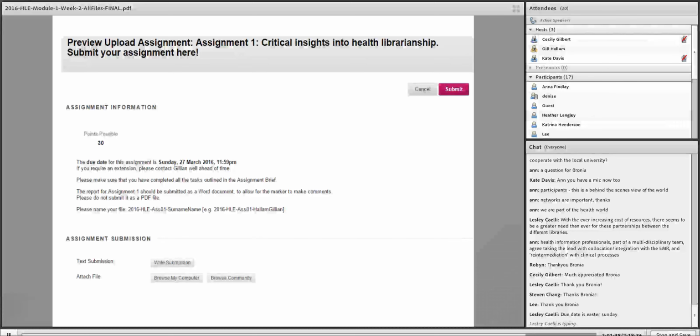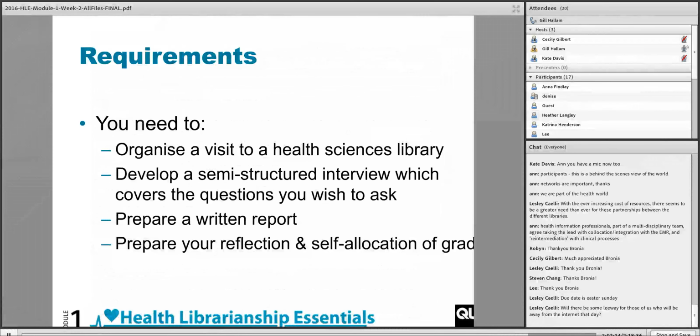Thank you, Leslie. So what you need to do, these are the main things. You need to organise your visit to a health sciences library, and within Blackboard on that page there is an attached document which has a long list of libraries. You've got immense support across the health library sector for the work that we're doing here, but you're not limited to those libraries.